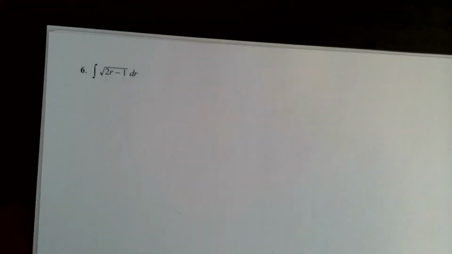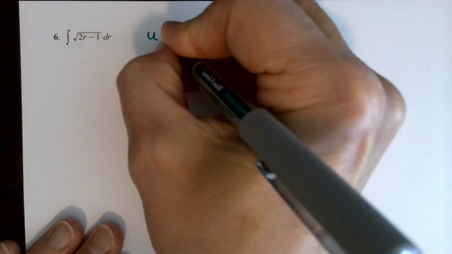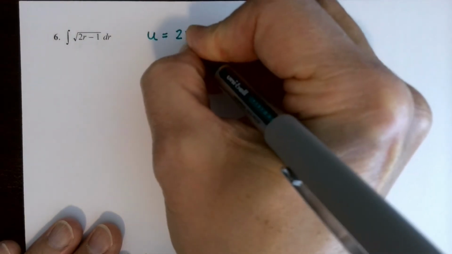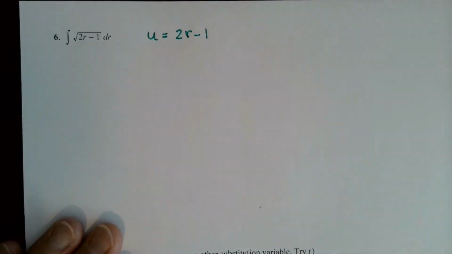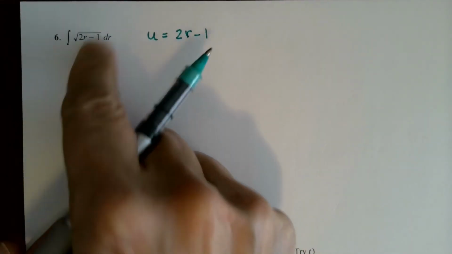Okay, let's take a look at a few others here. This is, whoops, hopefully a pretty simple one. I want you to choose the u. Notice our independent variable is r. We'll again let u be our variable. What's your u going to be here? I hope you're choosing 2r minus 1. I mean, there's not much else to choose, right? That's inside the square root function.